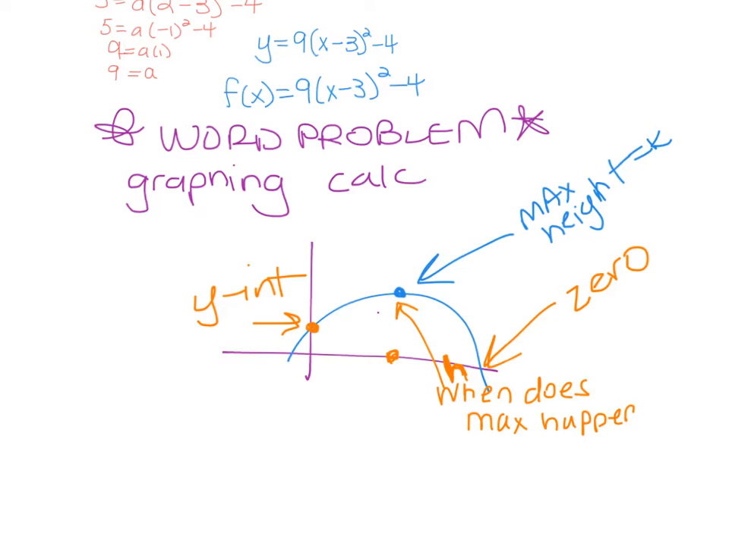Right. So when it asks for the max height or the minimum, would it be from the vertex? Yes, you'd be using the vertex. But when you're on the graphing calculator, you'll go max or min. Right, because there's no vertex on the graphing calculator. So that's going to be your first question on the graphing calculator. Okay, a word problem in which you're answering questions based on it.